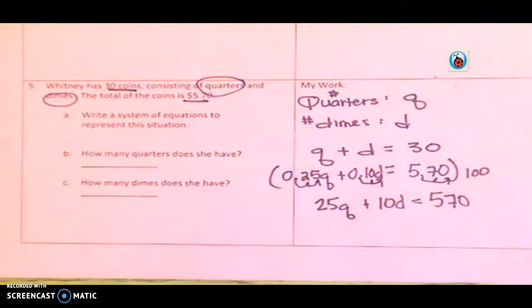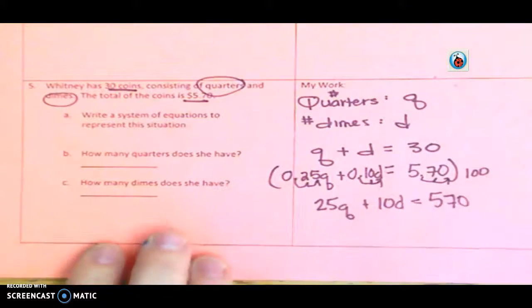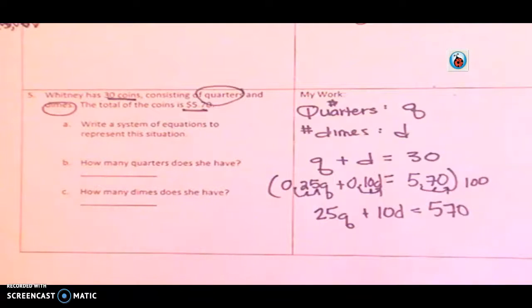All right, so that should help you out with the setup and solving and things to think about with word problems.